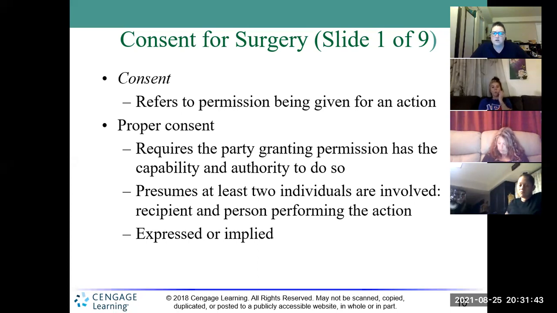Now proper consent also presumes that two individuals are involved. And so that is the recipient and the person performing the action. And it can be expressed or implied, meaning it can be written or it can be verbal as well.